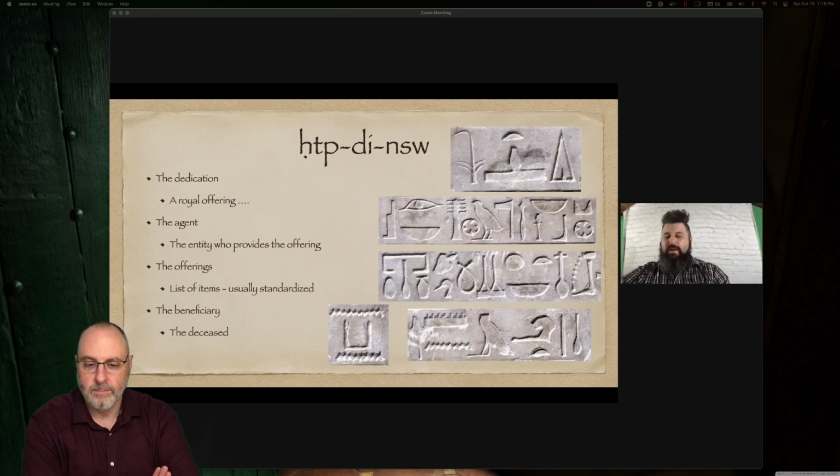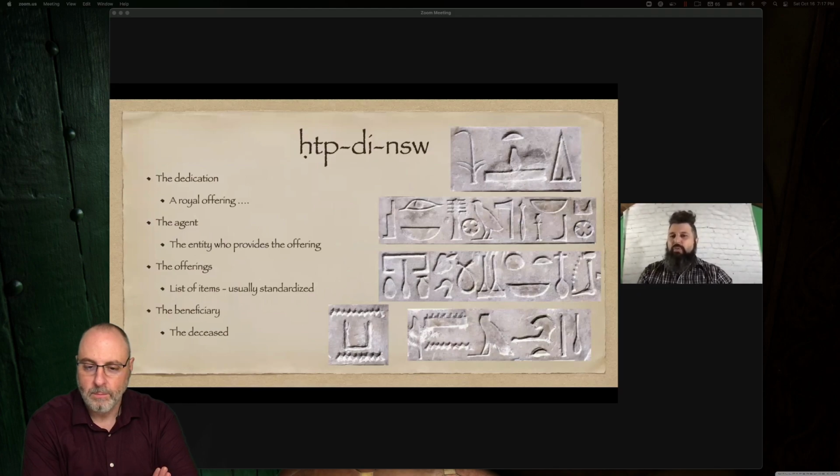Sometimes we have this little ka sign, sometimes we don't. It's great when you do, because it's almost always the case that the next thing you find is going to be the person's name. If you don't have it, it's harder to find their name. And this is Imhotep, I believe. And so these are the items that we're looking for.